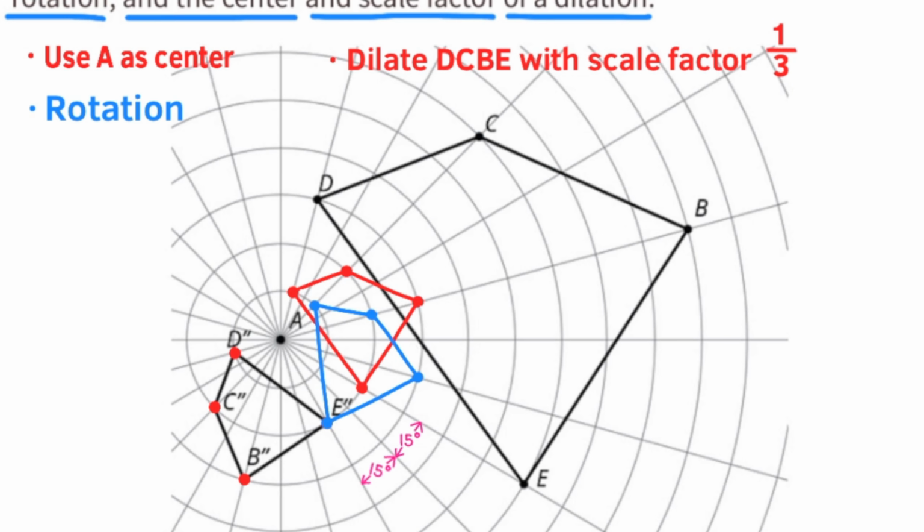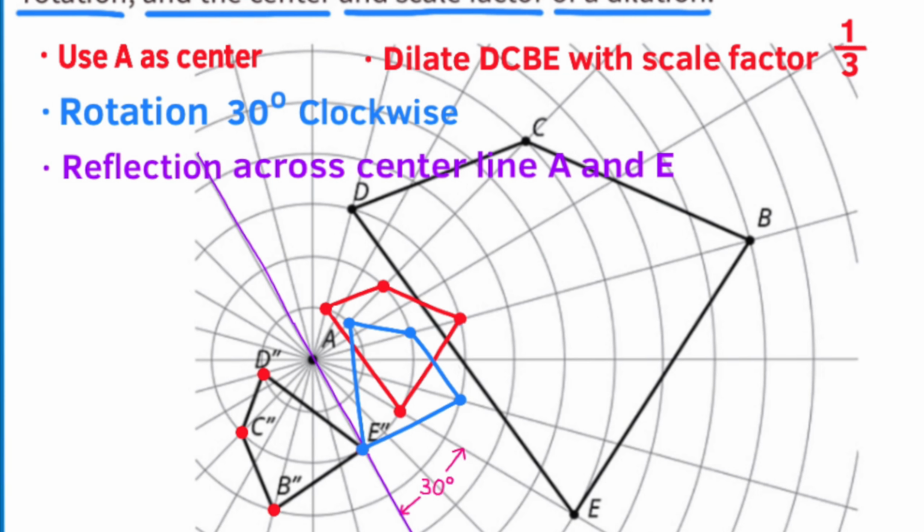Now, I've been calling them units just to make it easy, but each one of those units is worth 15 degrees. The reality is, it was a 30-degree clockwise rotation. And with this rotation, we've created a reflection across centerline A and E.